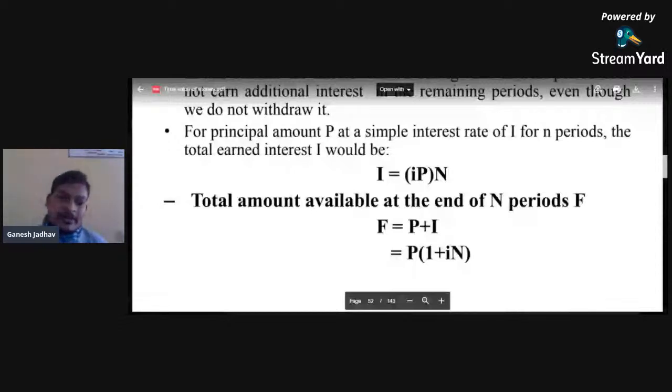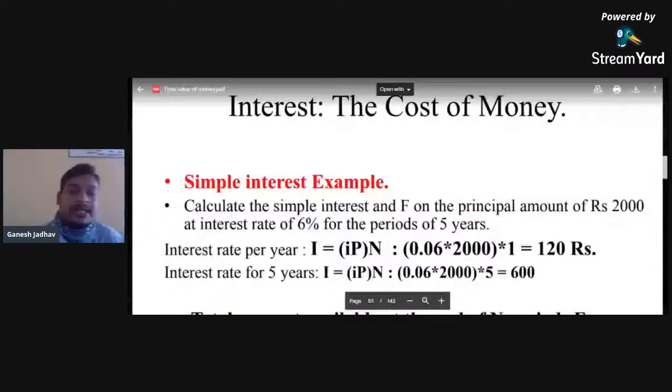Now a simple interest example. Calculate the simple interest and the final amount on a principal amount of rupees 2,000 at an interest rate of 6% for a period of 5 years. So the interest rate is per year. What is the interest? On the principal amount, which is 2,000.